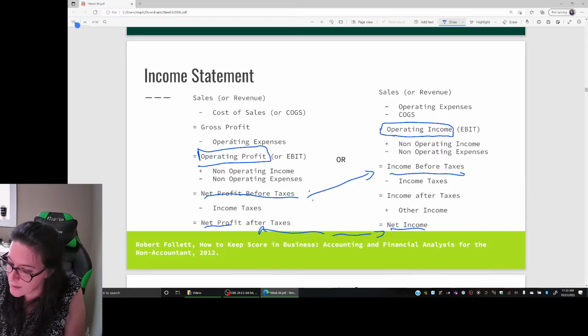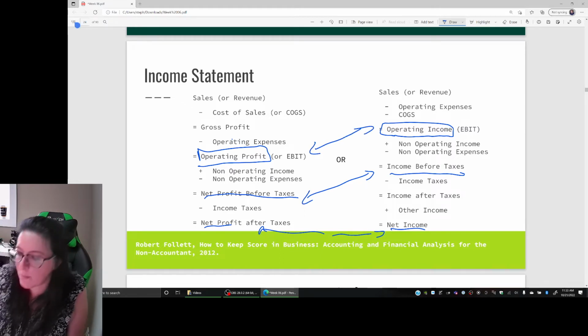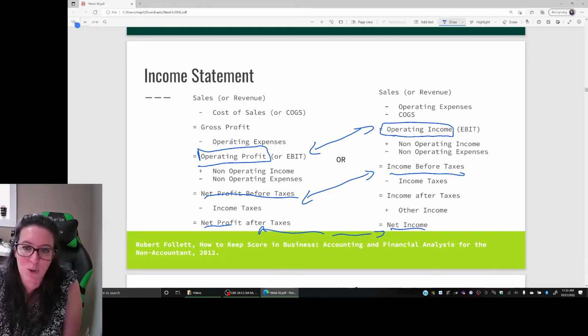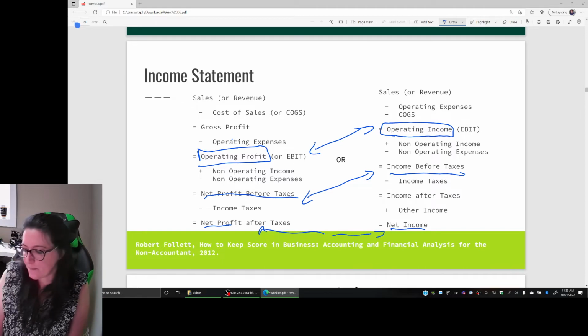So you can see here that there is different terminology for the same thing. You might see it in terms of income, or you might see it in terms of profit.